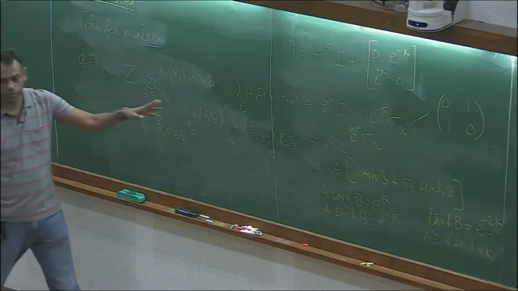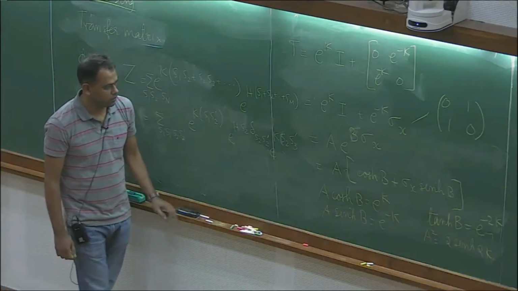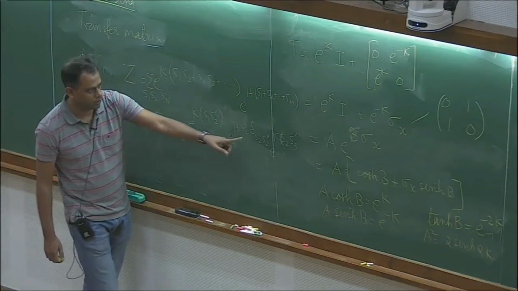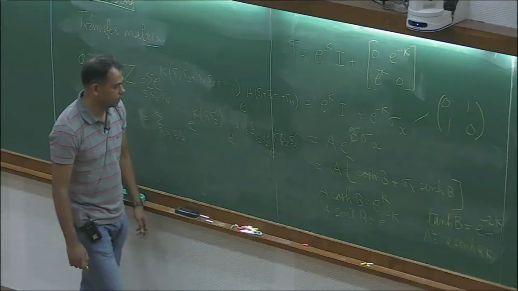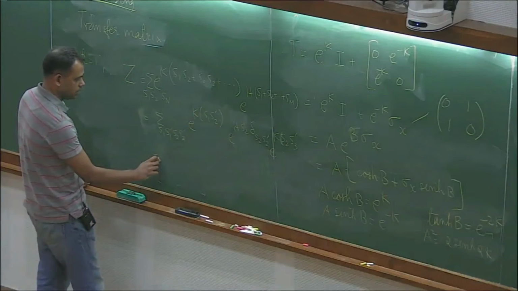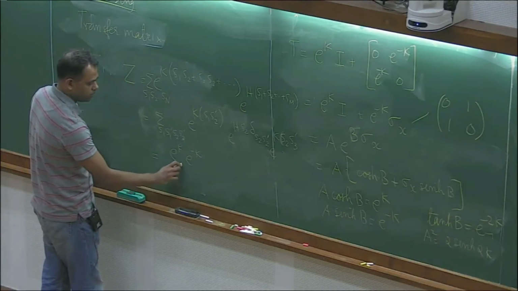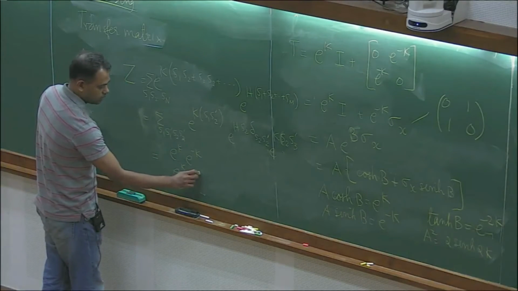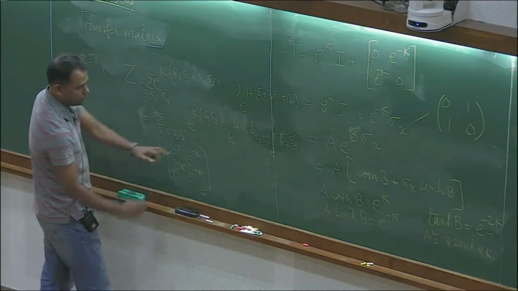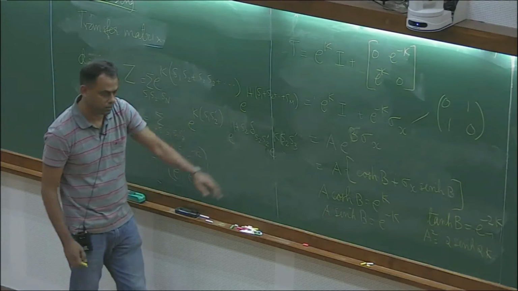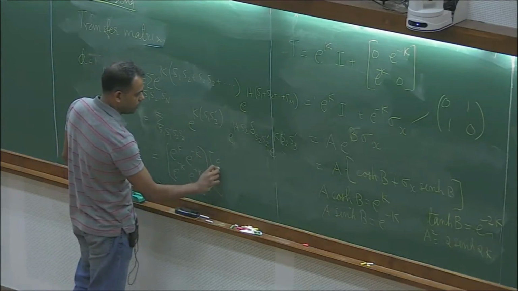H is a magnetic field. So if you introduce these intermediate spins S2 prime, S3 prime, and so on, now we can write this as e to the power k, e to the minus k, e to the power k. e to the power h S2 delta S2 S2 prime is a diagonal matrix. This is e to the power h.